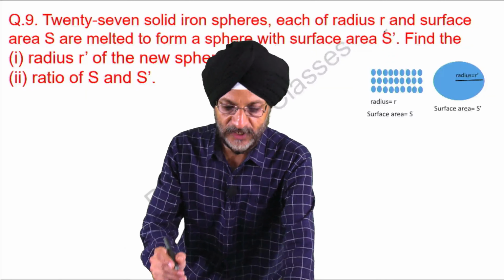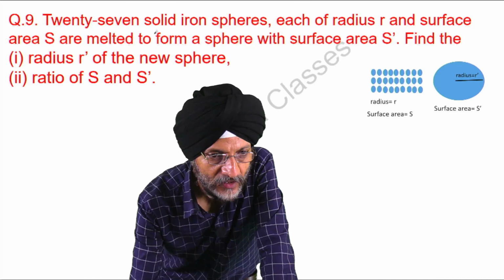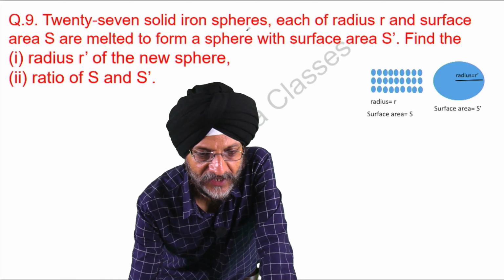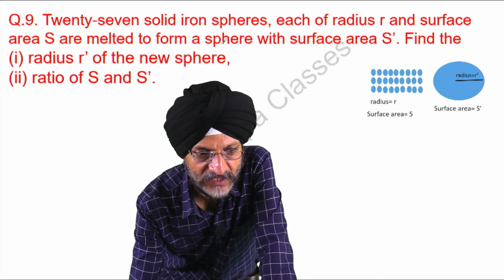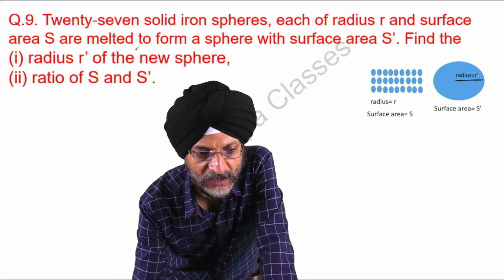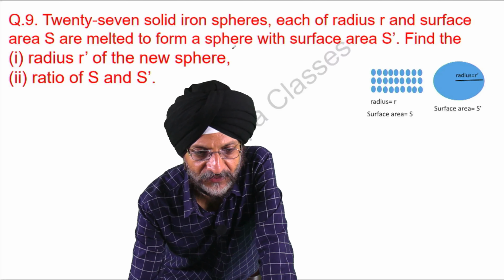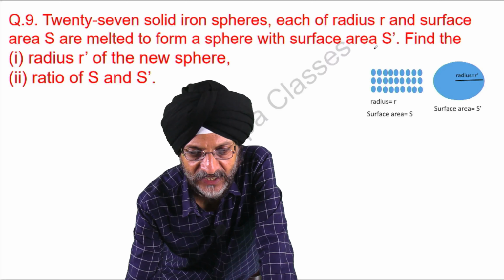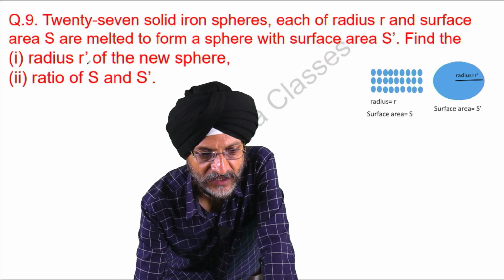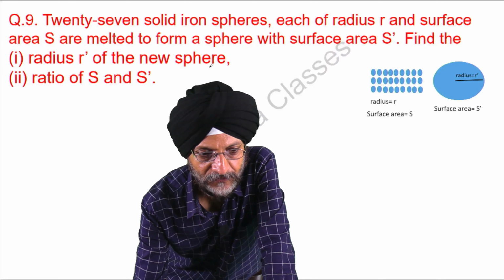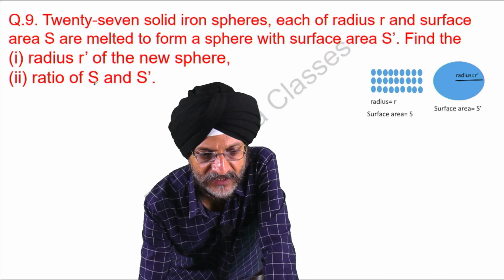Now the question before us is: 27 solid iron spheres, each of radius r and surface area s, are melted to form a sphere with surface area s dash. Find the radius r dash of the new sphere and the ratio of s and s dash.